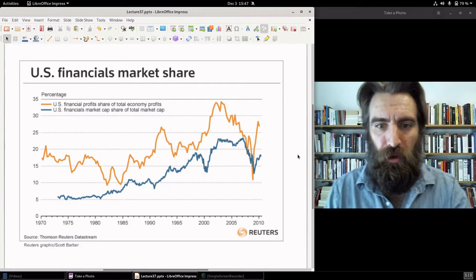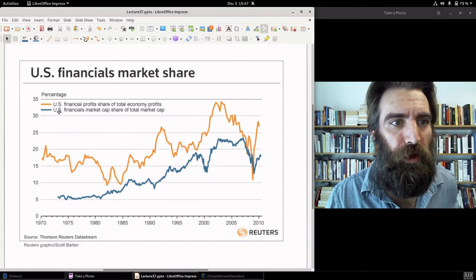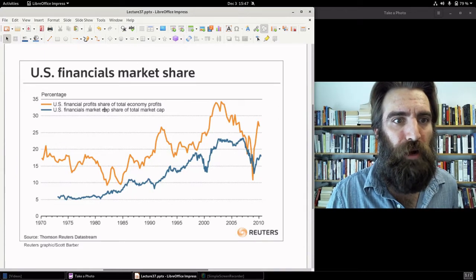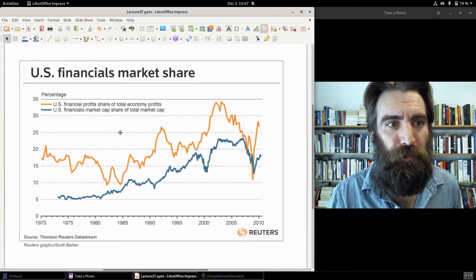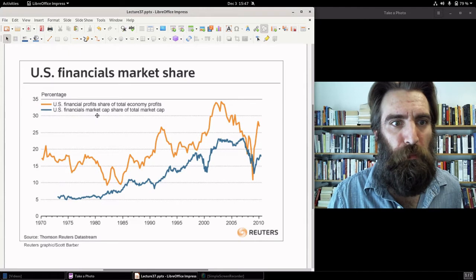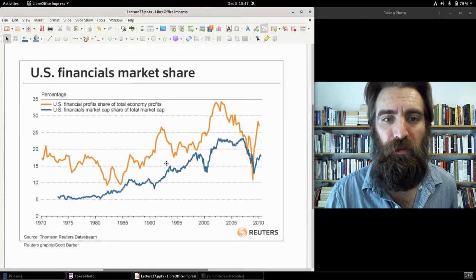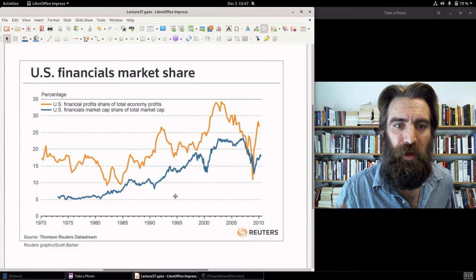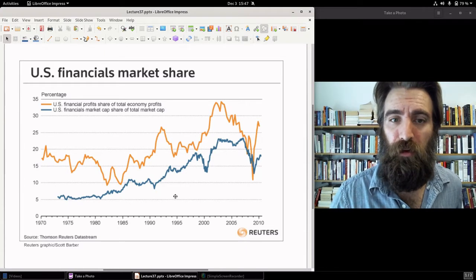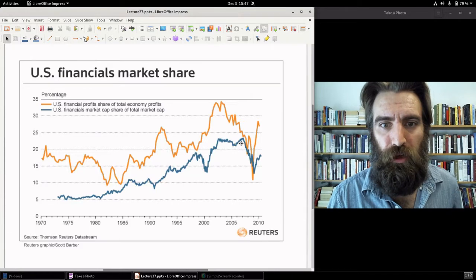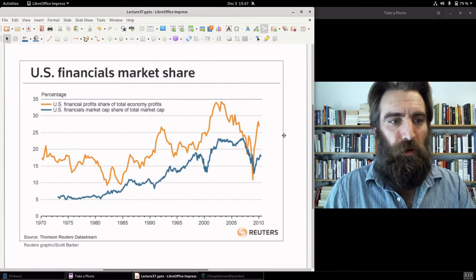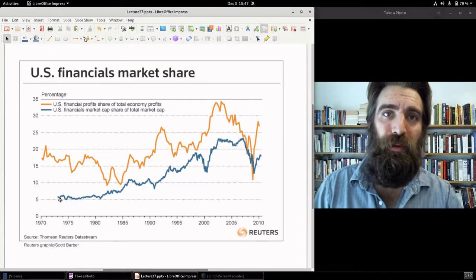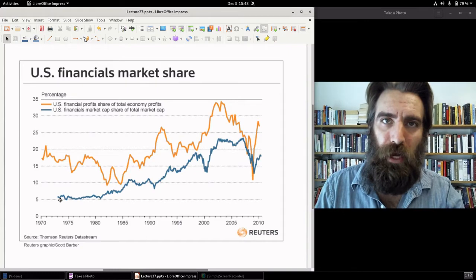And then you take a look here. This is another way to put it. The line in the orange, U.S. financial profits, share of total economy profits, so a similar graph. And U.S. financials market cap share of the total market capitalization. So basically, if you take the value of all of the shares that are sold on the stock market, the financial sector takes in about 20%, which is a lot higher than the 5% the financial sector took in the early 1970s.